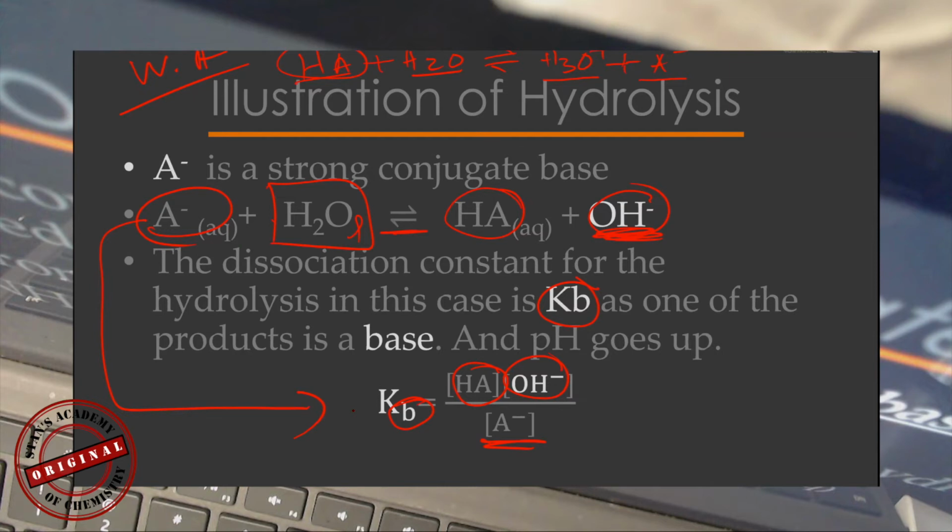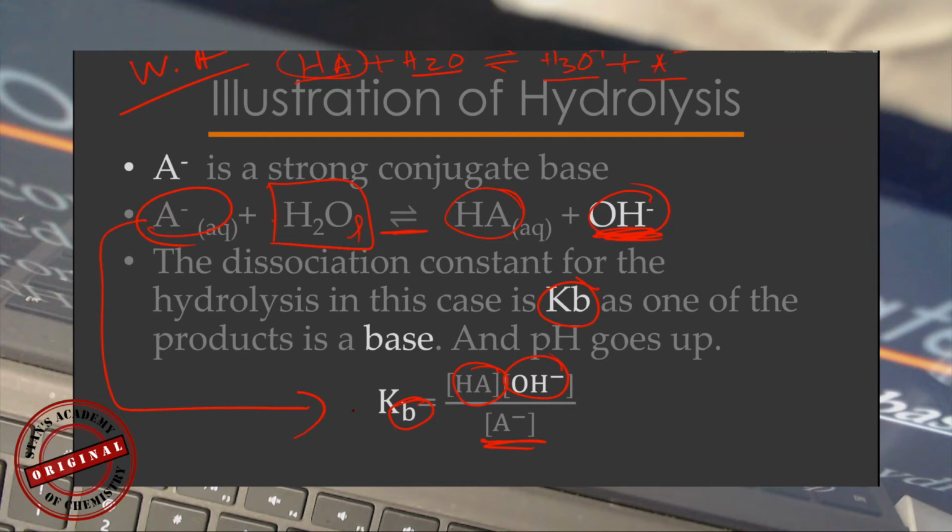And usually, hydrolysis of salts in water, if you have strong conjugate bases, produces OH minus ions. Therefore, the equilibrium constant will be a Kb expression. On the other hand, if hydrolysis produces hydronium ions, then we have a Ka expression.